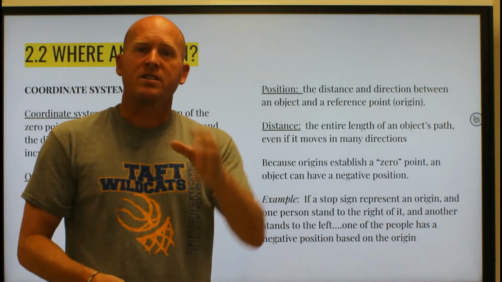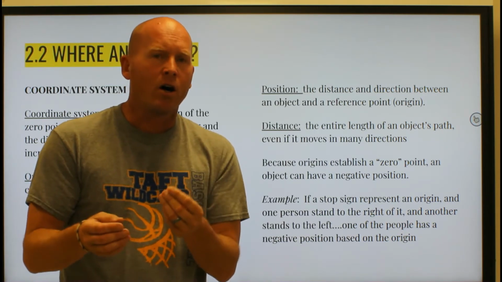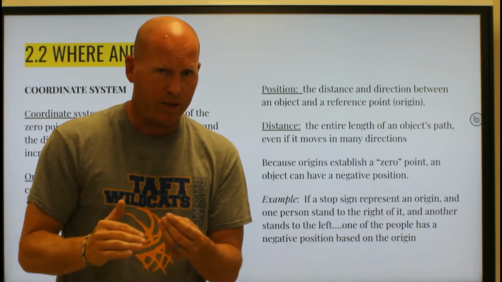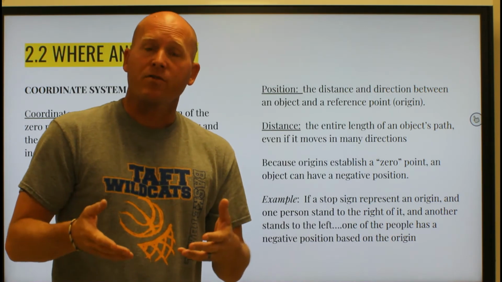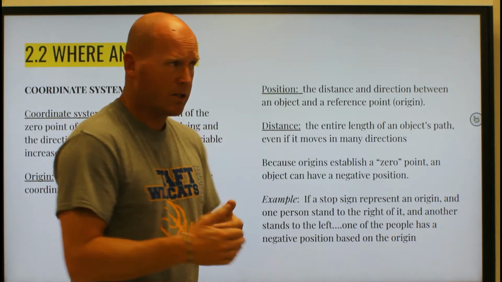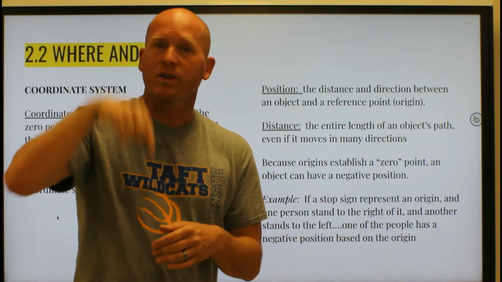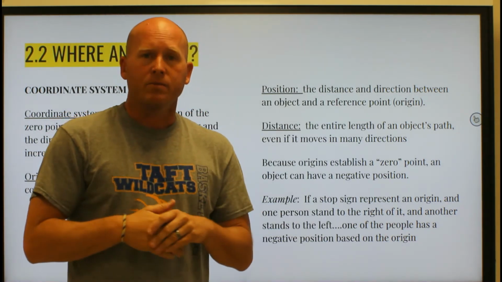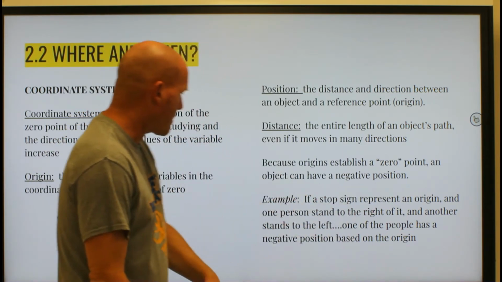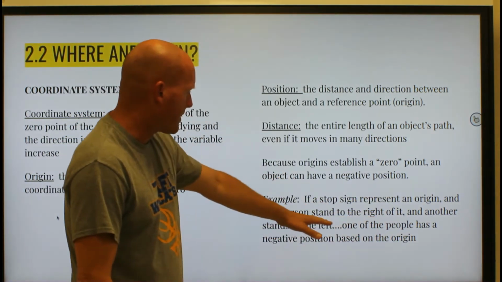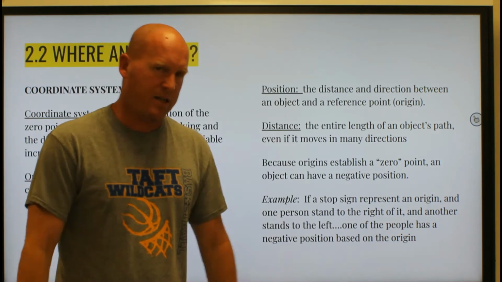So understand, physics, the math of physics is a little bit different than regular math in that negative numbers aren't always an indicator of we're subtracting something. Negative numbers sometimes indicate the direction in which something is traveling. And the best part about physics is you get to establish that direction. You get to establish whether moving right is positive or moving right is negative, or moving up is positive or moving down is negative. You guys get to establish that. So again, there's an example here. If a stop sign represents an origin and one person stands to the right of it and another stands to the left, one person has to have a negative position and the other has to have a positive one. Okay, this is kind of like the example I just gave.